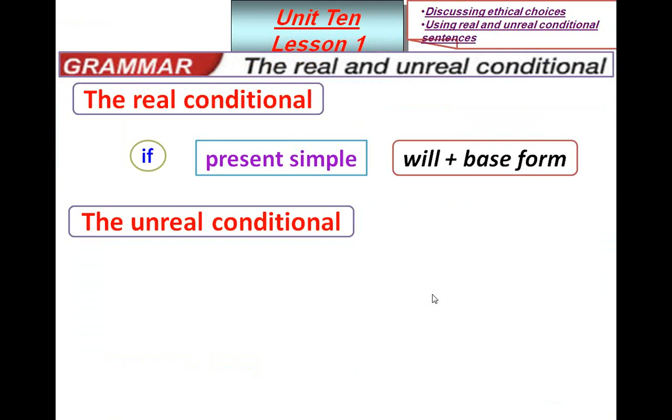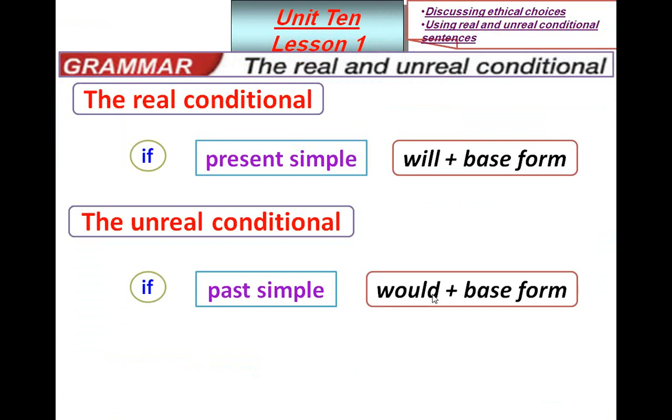But the unreal conditional, I use if, simple past, would plus the base form of verb. I say, if I studied, I would pass the test. That means you took the test and the test has finished already, but luckily you didn't pass it. That's why we say it's unreal conditional.